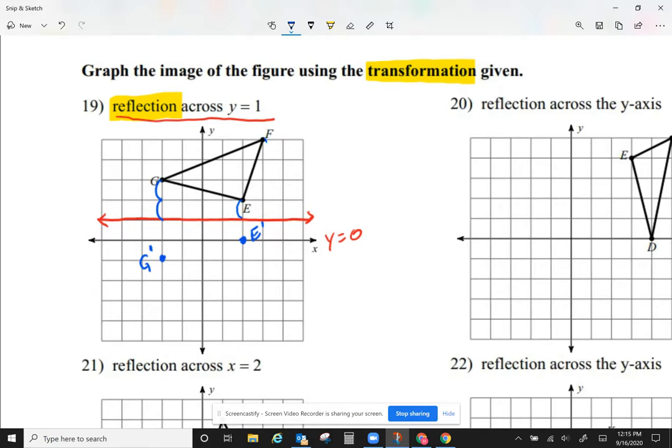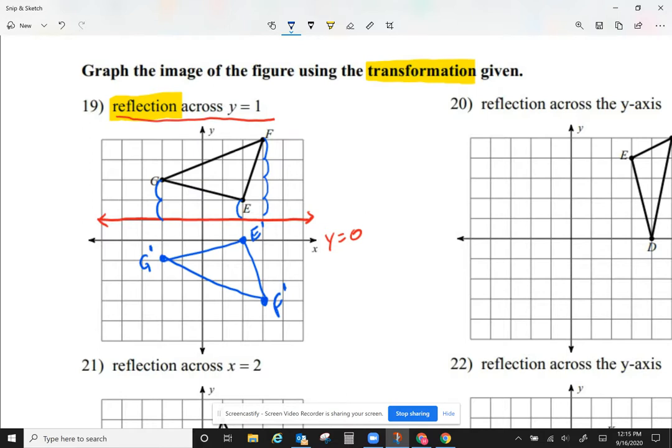Let me follow my point F. There's 1, 2, 3, 4 spaces, so it should be 4 spaces on the other side. That gives me my point F prime. If I connect my points, I get my image, and it's flipped. That's exactly what I was expecting.